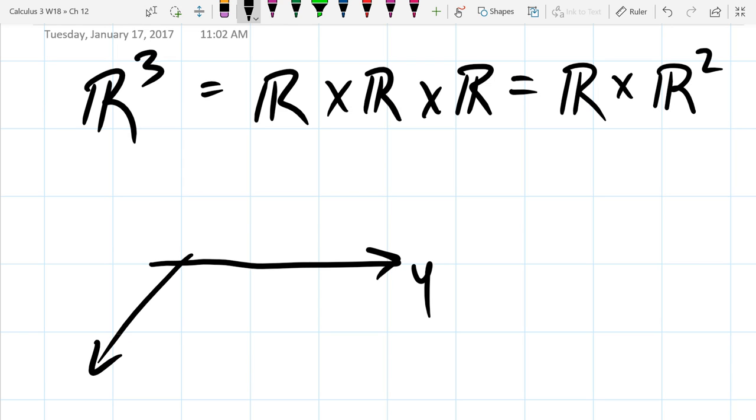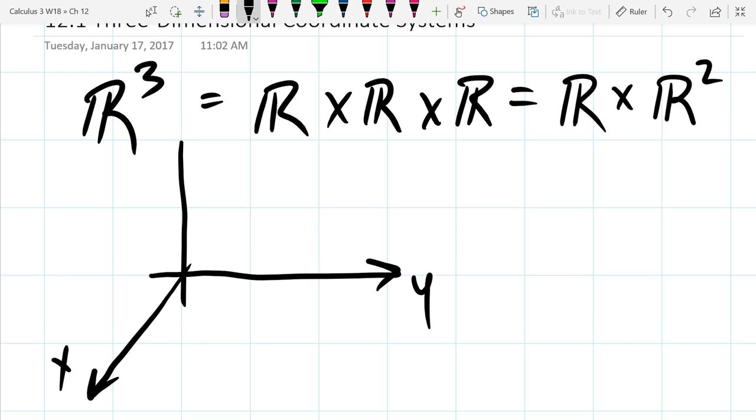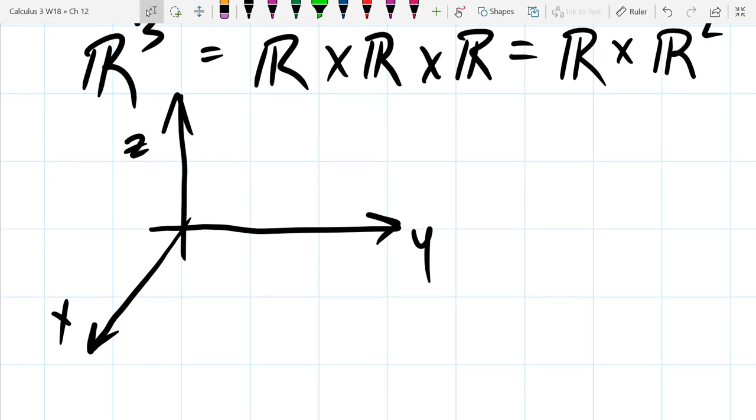If you are a skilled artist, you can probably make your arrow look like it's coming out of the paper. But I didn't do that well in art class. I think you draw it skinny in the back part and then thicker as it comes. Oh, there we go. Kind of. Something like that. Vanishing point. All that good stuff. And then up will be the Z. Yeah, that's it. So it's easy to draw the axis.